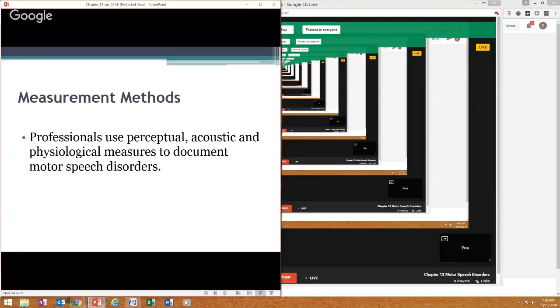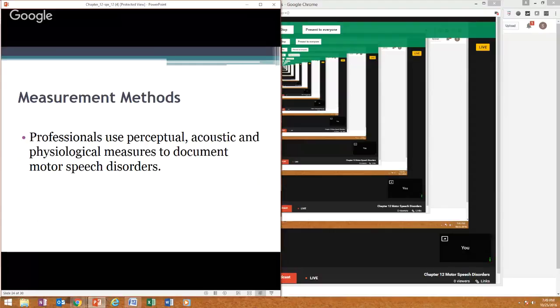And then acoustic measures involve a visual representation of the speech sound wave, sometimes via a spectrogram, and allow more detailed examination of speech abnormalities that may not be perceptible to the professional's eye and ear.